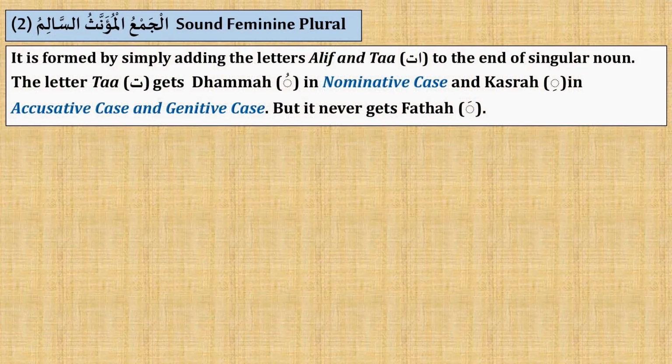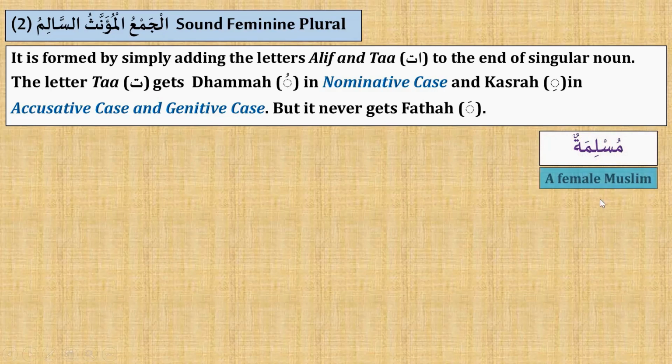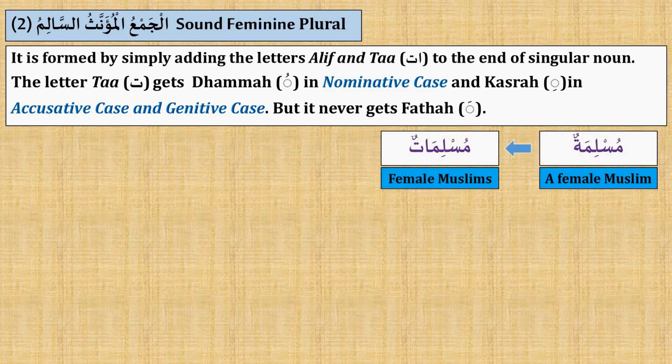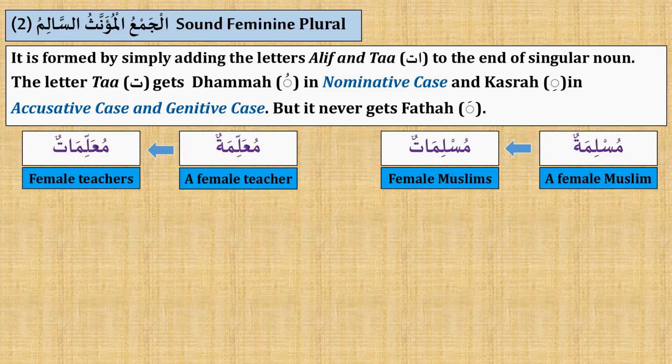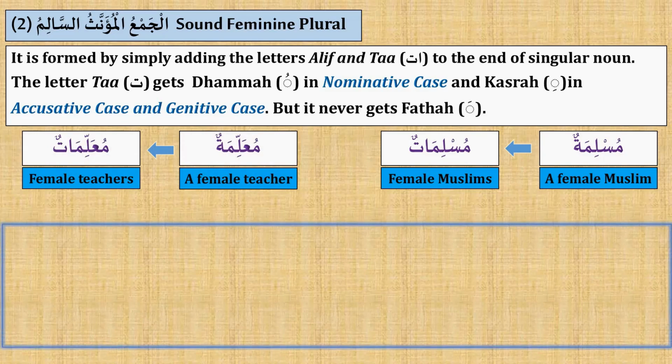It is formed by simply adding the letters alif and ta to the end of the singular noun. The letter ta gets dhamma in nominative case and kasra in accusative case and genitive case, but it never gets fatha. Example: Muslimatun, a female Muslim, and the plural of it is Muslimatun, female Muslims. Muallimatun, a female teacher. Muallimatun, female teachers. Now let's see in a sentence.